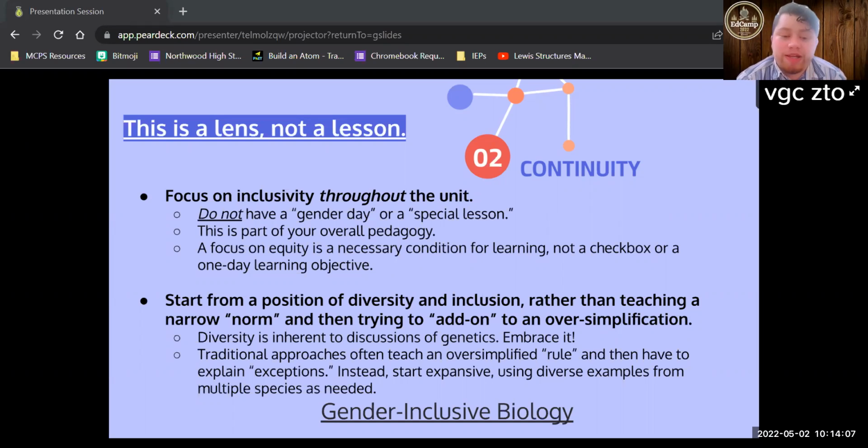So continuity is very important so that we are really maintaining this focus throughout the unit.